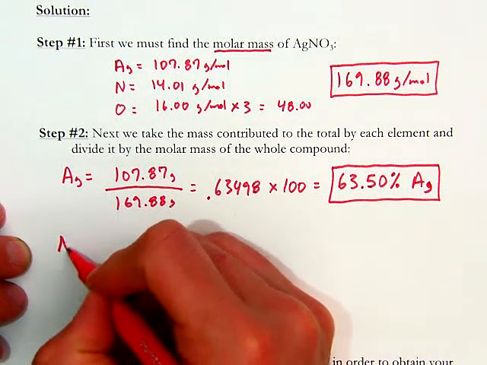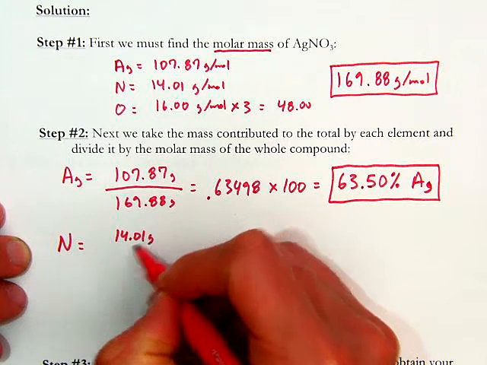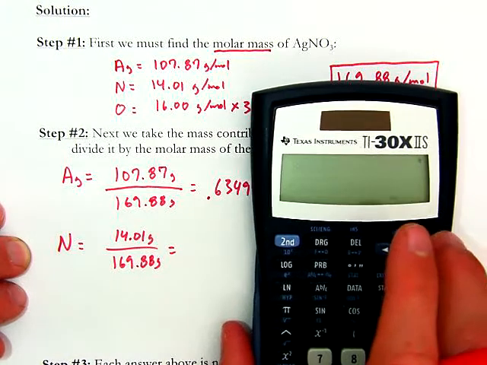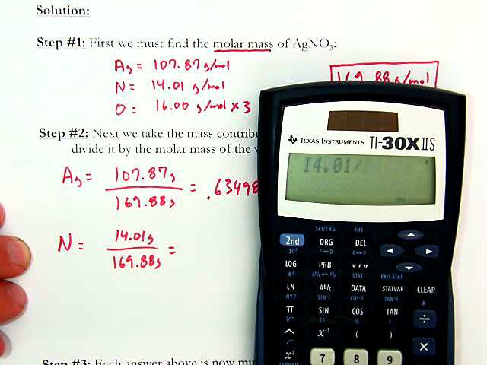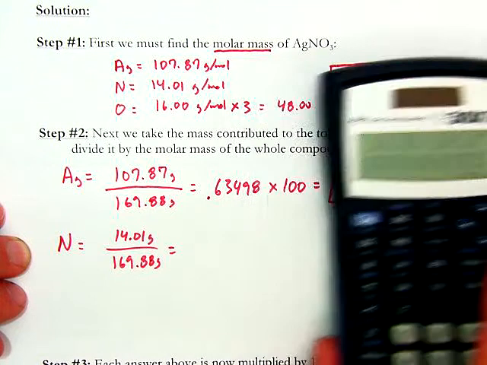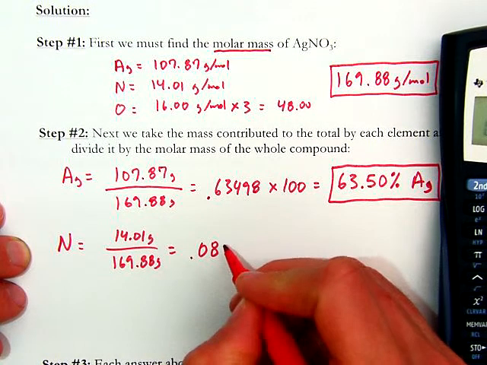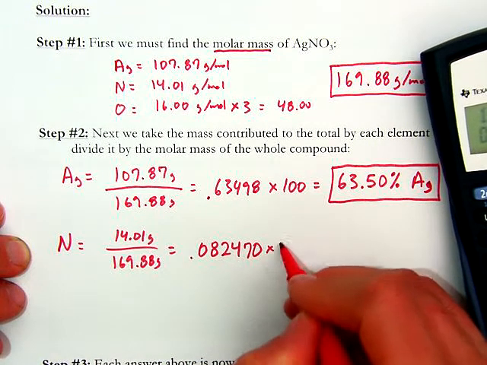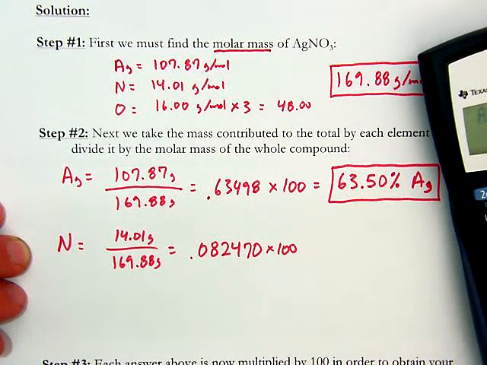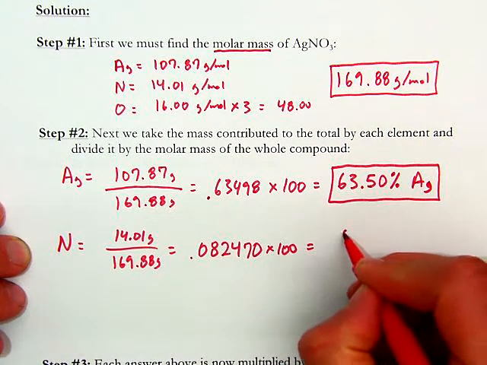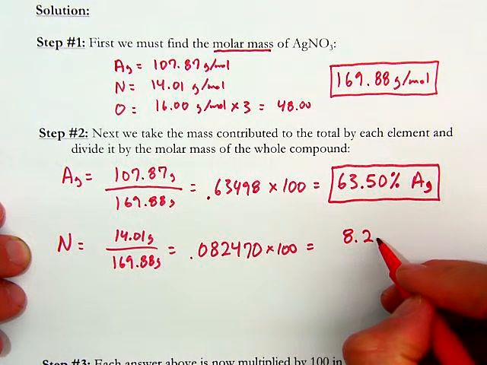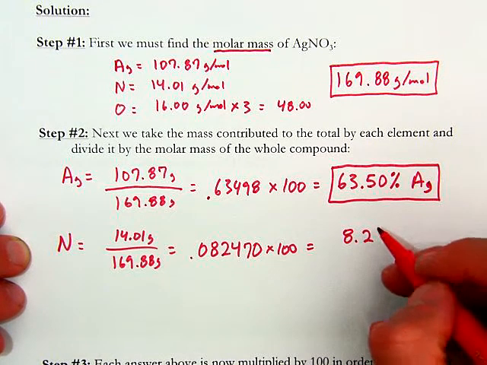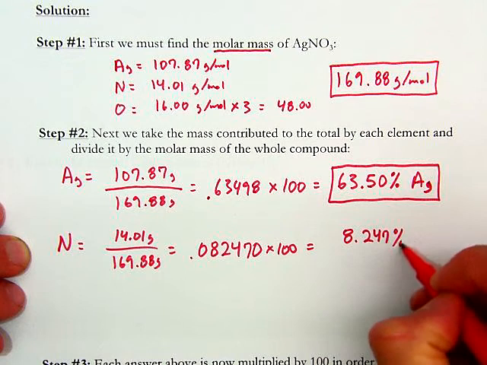Now we're going to do the same thing with the other elements. Nitrogen is 14.01 grams out of the 169.88 grams, which again is going to give us a number less than 1. 14.01 divided by 169.88 gives 0.08247, times 100 is 8.247% nitrogen.